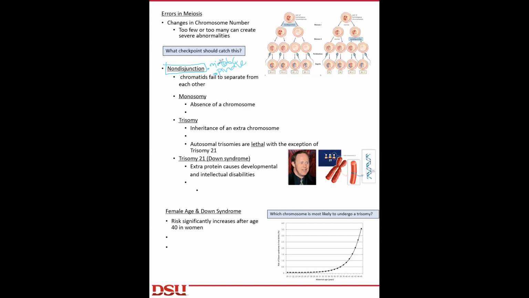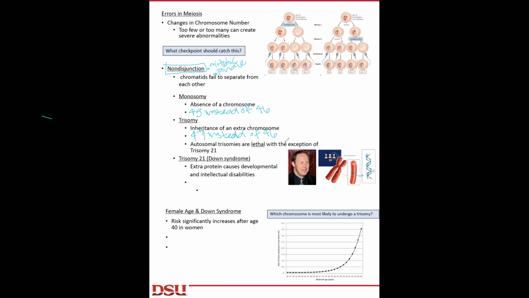Because of this mechanical error, you can end up with something called monosomy. Monosomy means that we're missing a chromosome in each cell. An example of this would be, we're supposed to have 46, but you've got 45 instead. Okay? And then you have trisomy. This is where you have an extra chromosome. So for instance, you're going to have 47 instead of 46.